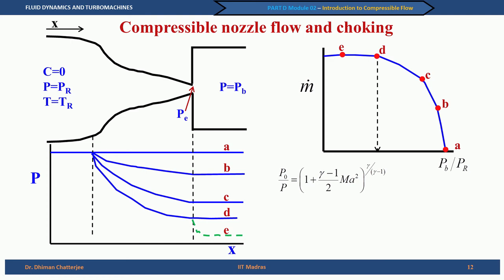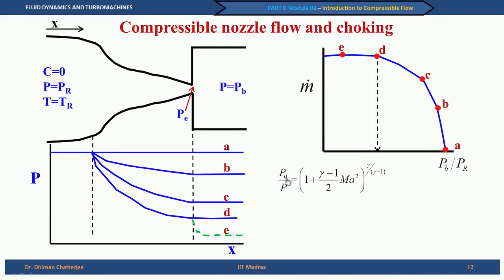So, how do I get the state D? What is the pressure ratio at D, that is, what is the critical value of P b by P r? If we reduce the pressure ratio less than this critical value, the flow is choked, there is no further increase in mass flow rate. To get that, we need to look into the relationship we have derived earlier between the stagnation pressure and the static pressure, and we can write that P 0 by P is equal to 1 plus gamma minus 1 by 2 Mach number square whole to the power gamma by gamma minus 1.